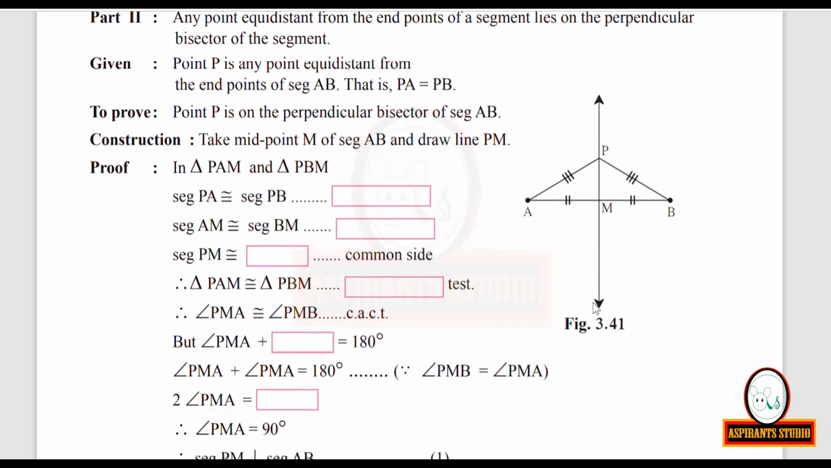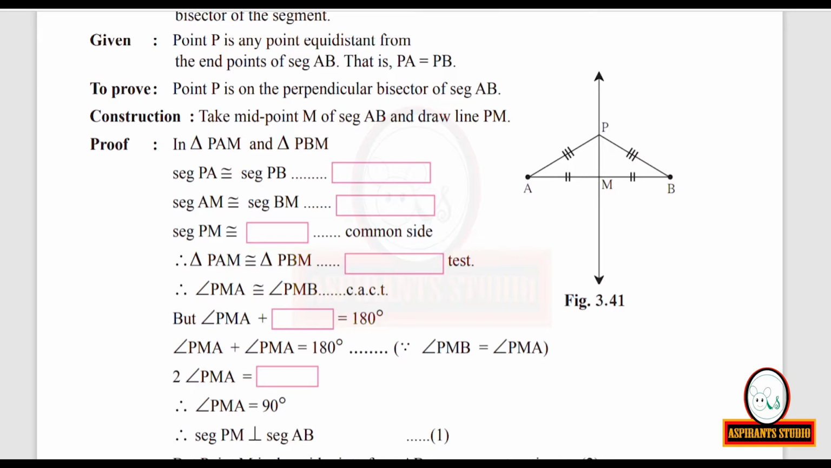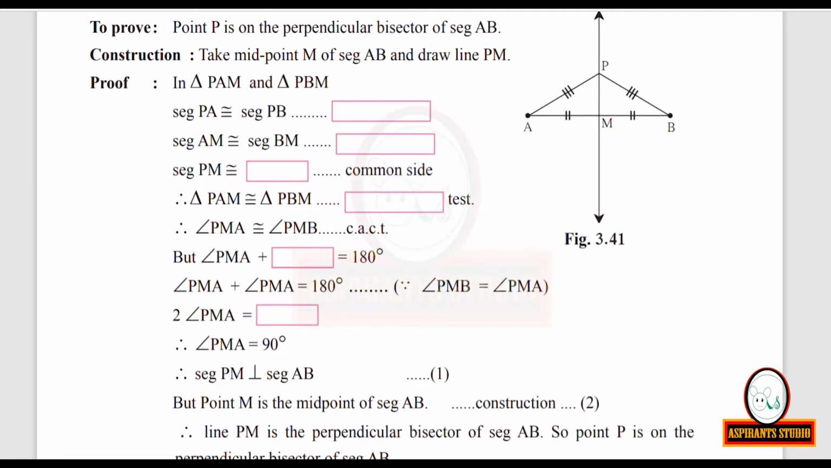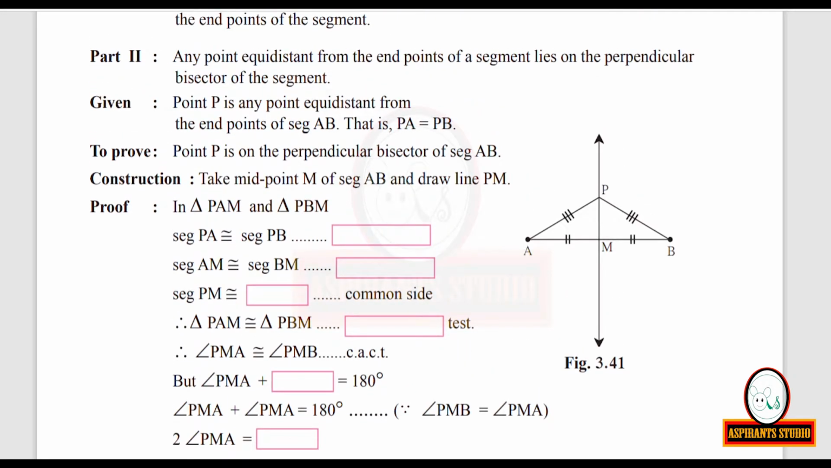Now coming to part 2 of perpendicular bisector theorem. Look at figure 3.41. Any point equidistant from the end points of a segment lies on the perpendicular bisector of the segment. You are given point P is any point equidistant from the end points of segment AB. That is, you are given PA is equal to PB. This is the converse of part 1.